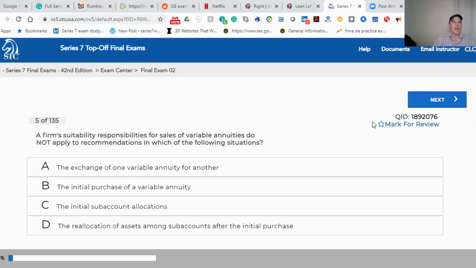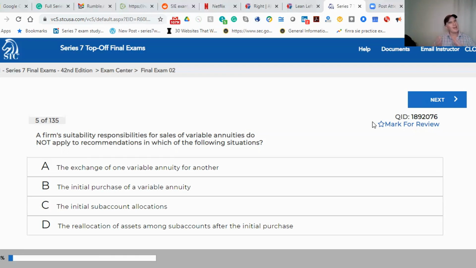Number 5. The firm's suitability responsibilities for sales of variable annuities do not apply to recommendations in which of the following situations? I have no idea what I just read. A firm's suitability responsibilities for sales of variable annuities do not apply to recommendation of which? Okay, so they're saying that if you're a rep recommending variable annuities, we're deciding whether it's a variable or a fixed. Fixed is for the older guys, variable is for the younger guys and girls, that kind of thing. So that's where that suitability for choosing a variable annuity applies.